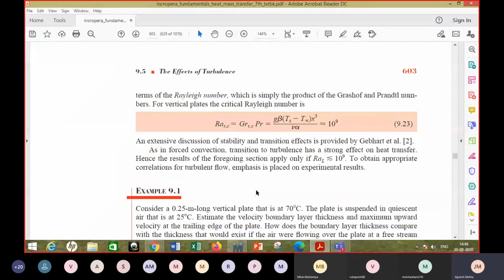So here it is written, the Rayleigh number is nothing but the Grashof number into Prandtl number. When you multiply the Prandtl number with the Grashof number, this is what you get. If you are talking about the Rayleigh number at x equal to x, then there will be x cube here. If you are talking about Rayleigh number at x equal to L, then you will have L cube in the formula.